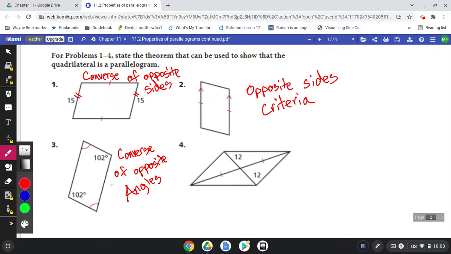The other way you can do it, since we proved it was a parallelogram, now we know that consecutive angles are supplementary, or they add up to 180. So 180 minus 102 leaves us with 78 right there.